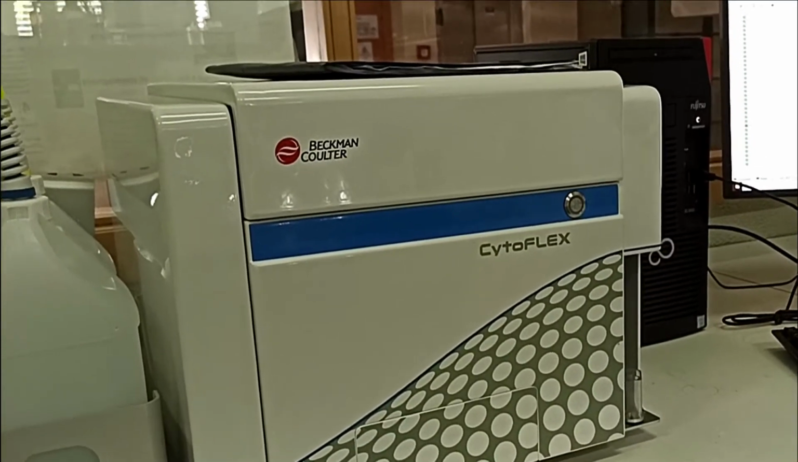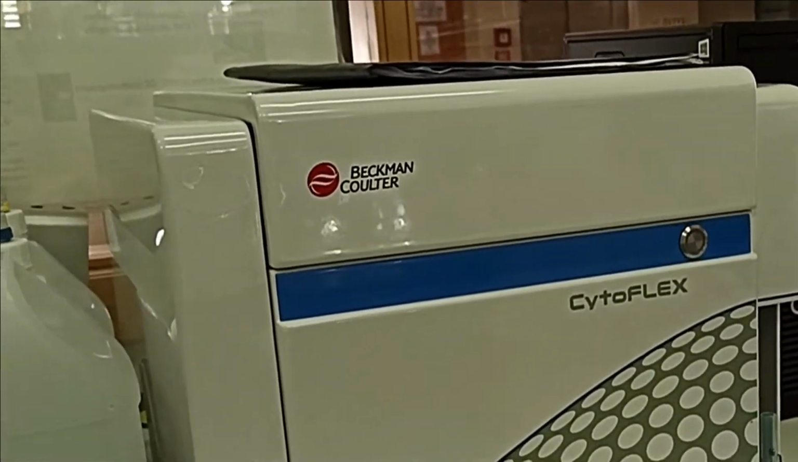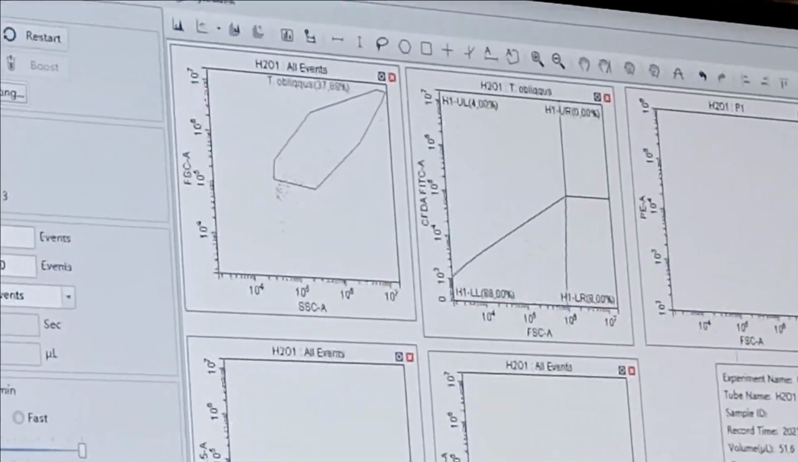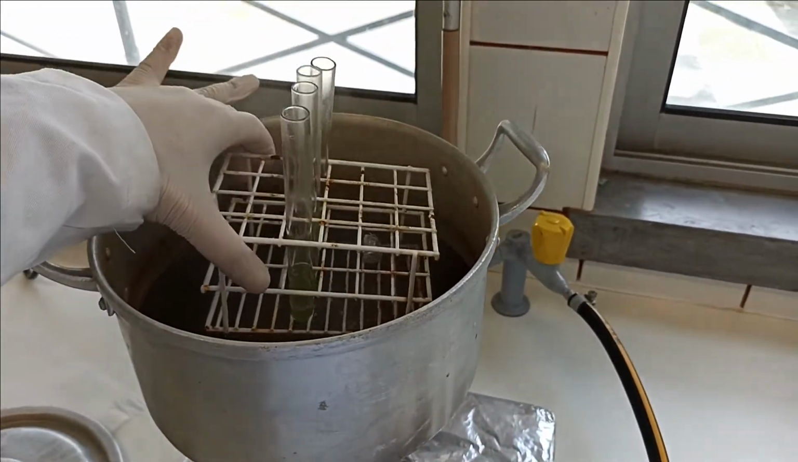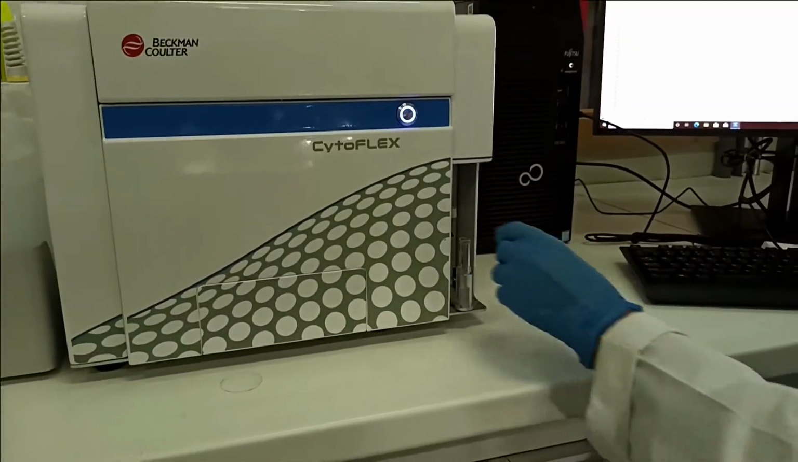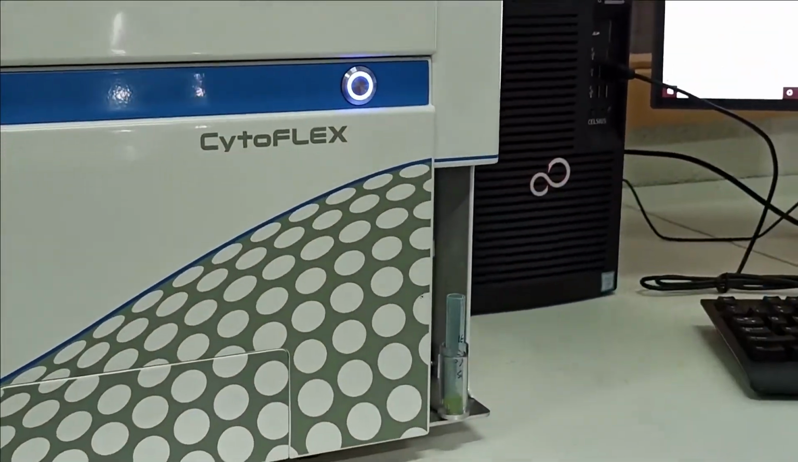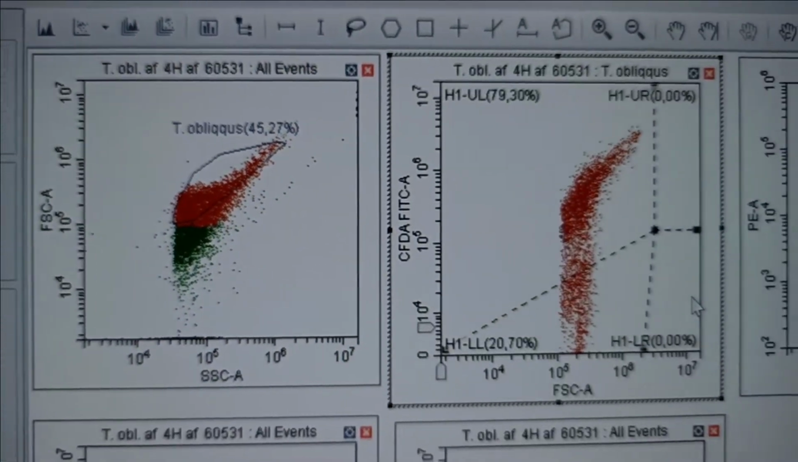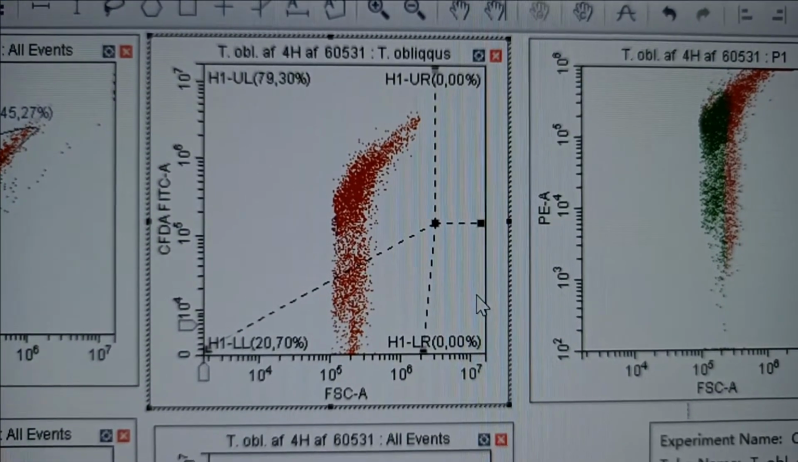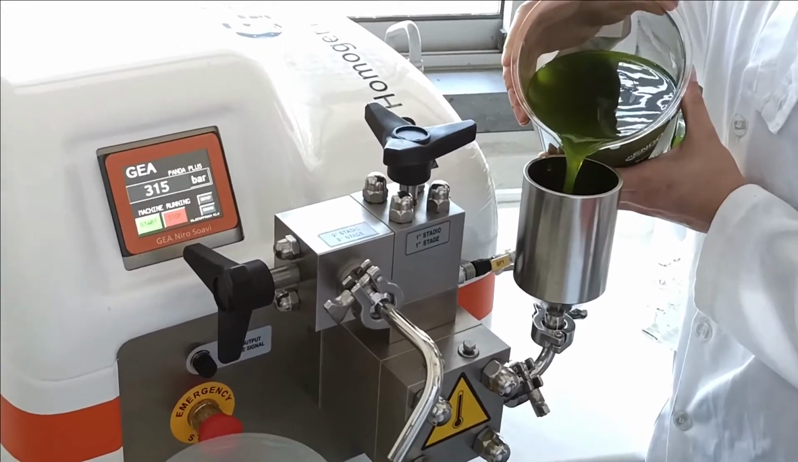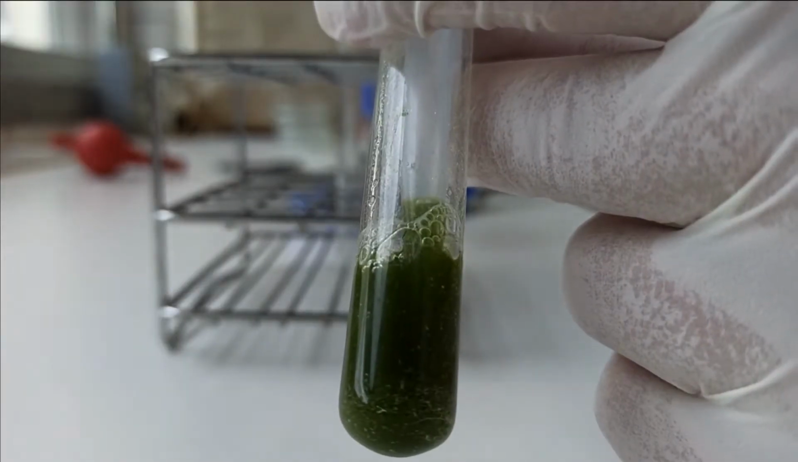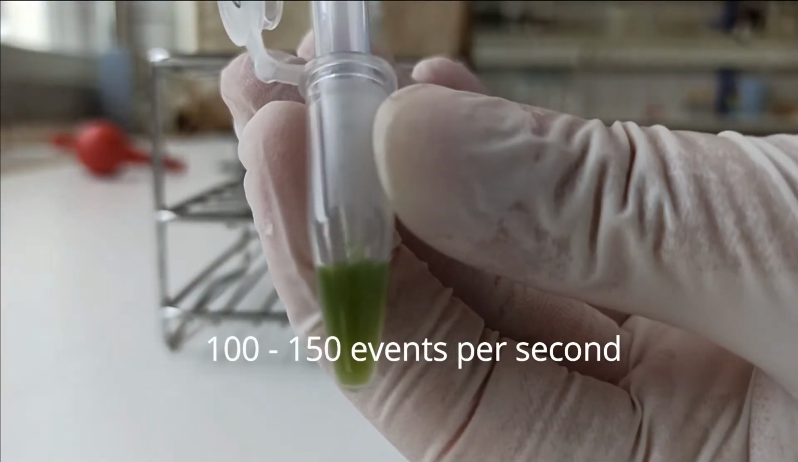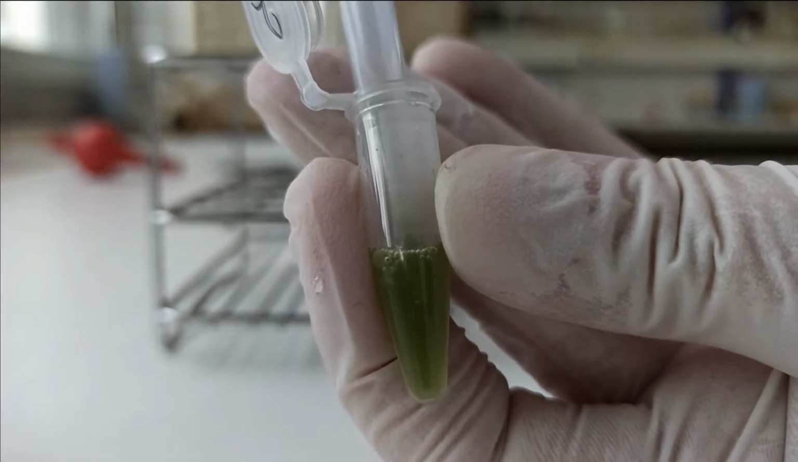So we first adjusted the flow cytometry parameters to the Tetradesmus obliquus by comparing a live with a dead culture that we previously boiled in water for 60 minutes. By analyzing these two, we were able to identify and define the gates of the different cell populations. After passing the culture through the high-pressure homogenizer, samples were collected and diluted with PBS to read samples from 100 to 150 events per second.